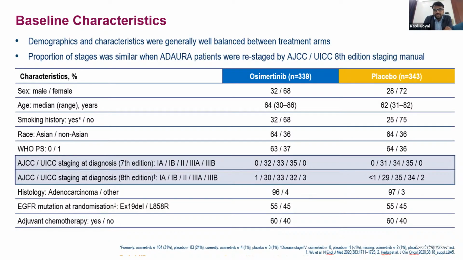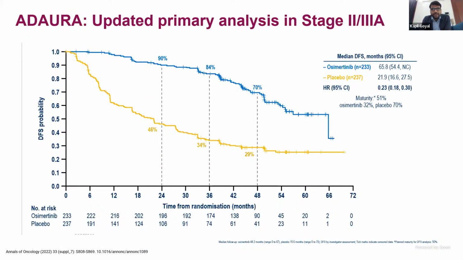So stages 1B, 2, and 3A were equally divided among the three stages, and for histology, in 97%, most of the patients were adenocarcinomas. EGFR mutations, exon 19 deletion and L858R mutation, were equally divided. 60% of patients received adjuvant chemotherapy, while 40% did not receive any kind of adjuvant chemotherapy.